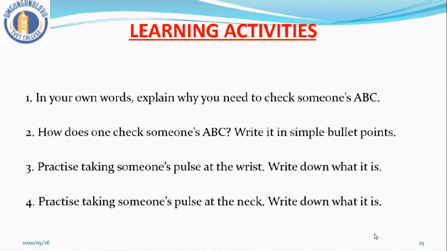Here are some of the learning activities that you can do, which should enable you to understand the section more and also remember for the upcoming examinations. In your own words, explain why you need to check somebody's ABC. How does one check someone's ABC? Write it in simple bullet points. Practice taking someone's pulse at the wrist and write down what it is. And lastly, practice taking someone's pulse at the neck and write down what it is.